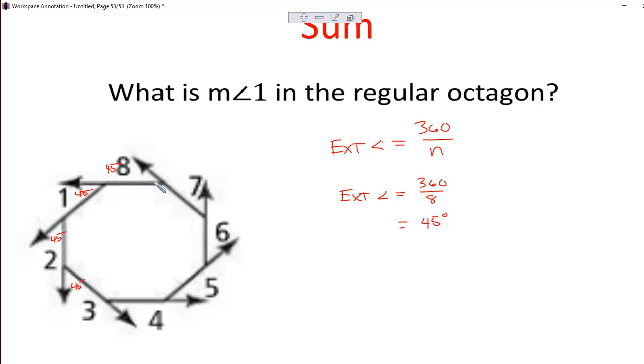Now these exterior angles have to form a linear pair with the interior angle. So this one here and this one here form a linear pair. These two form a linear pair. If I know my exterior angle is 45, what would my interior angle be? Well, you just take 180 minus 45, and that gives us 135. So this angle is 135, and because it's a regular polygon, all these are 135. And each exterior angle is also 45.